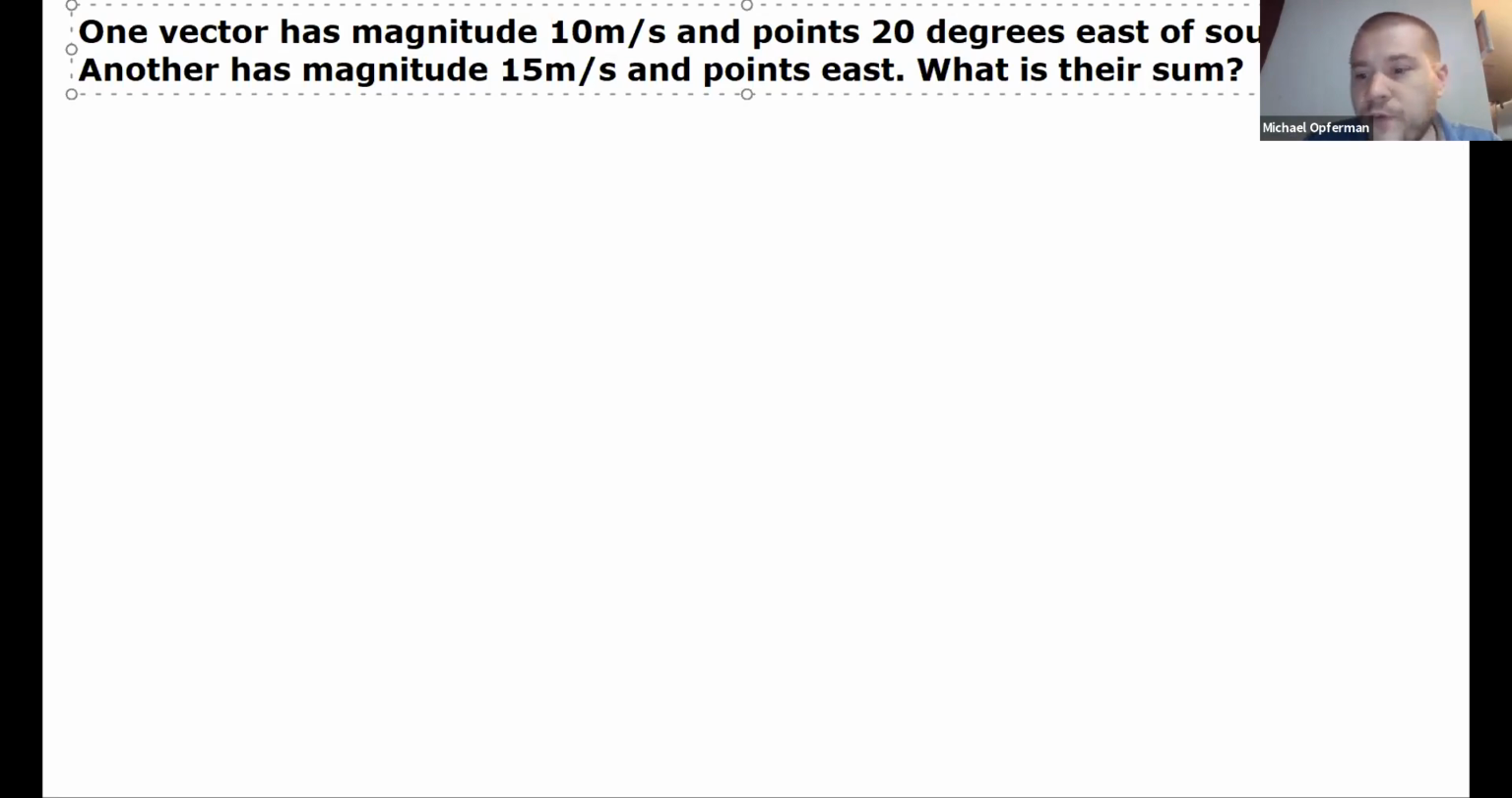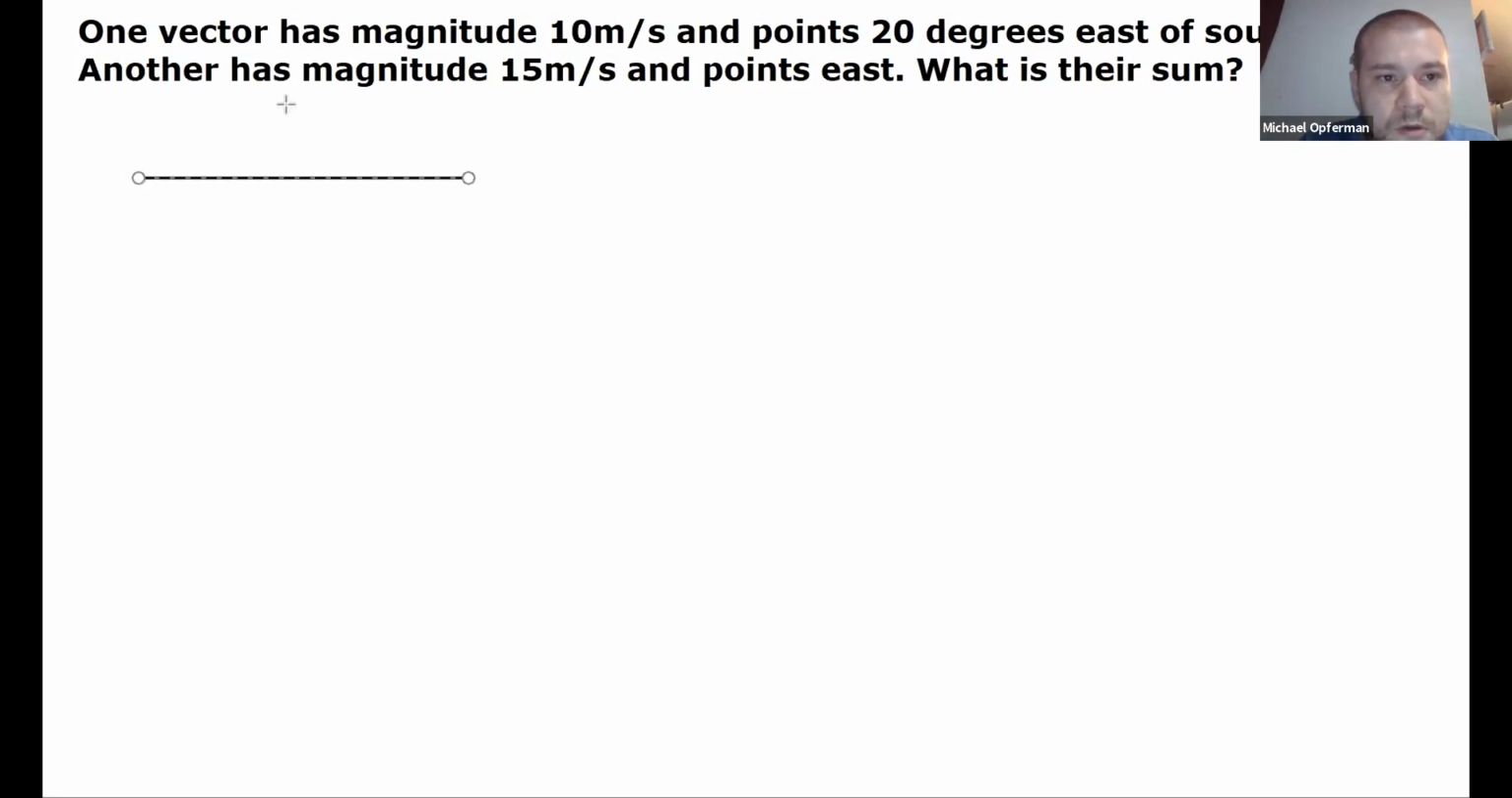Okay, so the first thing I want to do here is draw this because there's too many words and numbers for me. My brain can't wrap my head around what that is supposed to look like. So the first thing I want to do is sketch it. So let's start with a coordinate system. Okay, so here's a coordinate system.